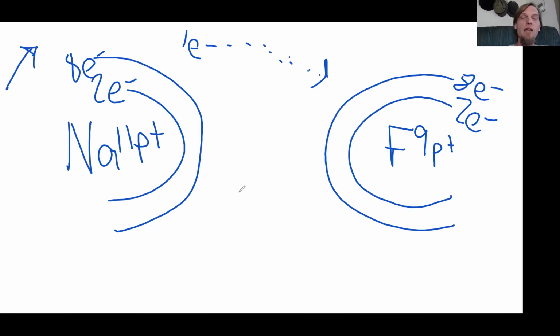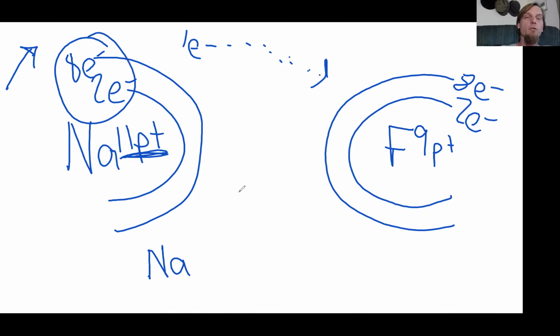Well, first, this is now no longer a sodium atom. It's a sodium ion. Why? Remember, we have 11 positive charges. That defines it as sodium, but only 10 negative charges. Well, that means we're going to have an excess of one positive charge. That's a sodium ion. Fluorine, on the other hand, has nine protons, and it gained an electron, right? So 10 electrons means it's going to have an overall negative charge.